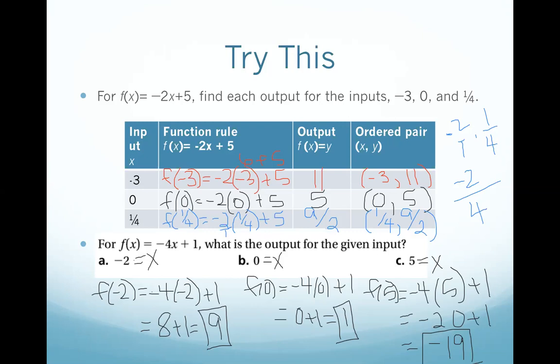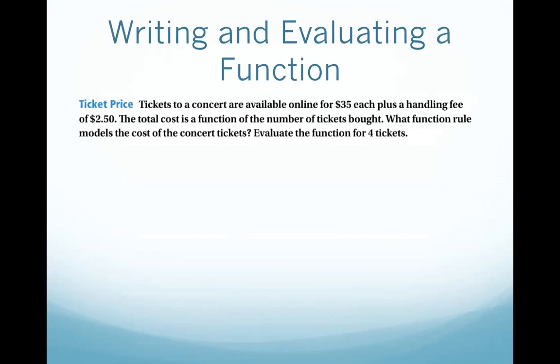All right, let's take a look at our last slide here, writing and evaluating a function. For this example, we're given a word problem. We're going to start by writing the function, just like we were writing expressions in our last chapter, and then we're also going to evaluate it. So our first part is to write a function. We want to write a function about ticket price. Tickets to a concert are available online for $35 each, plus a handling fee of $2.50. The total cost is a function of the number of tickets bought. What function rule models the cost of the concert tickets?